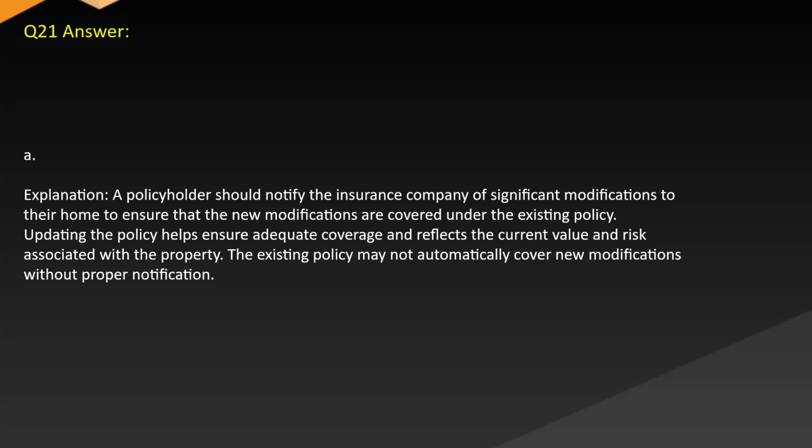Answer: A. Explanation: A policyholder should notify the insurance company of significant modifications to their home to ensure that the new modifications are covered under the existing policy. Updating the policy helps ensure adequate coverage and reflects the current value and risk associated with the property. The existing policy may not automatically cover new modifications without proper notification.